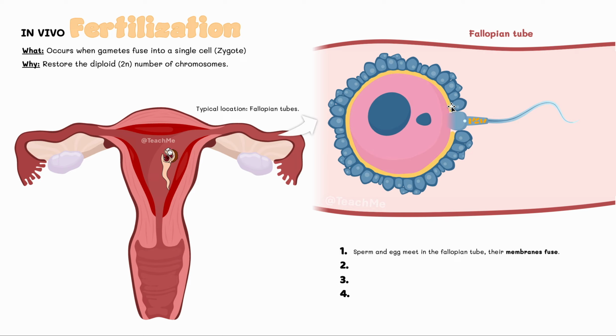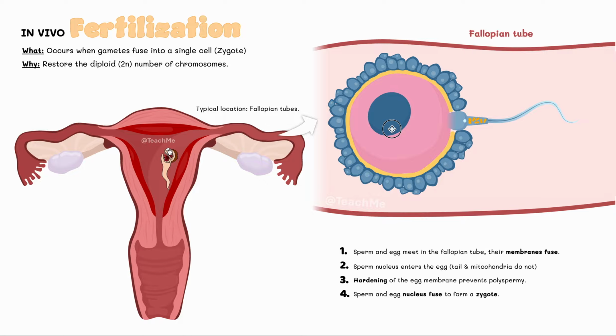Right at that moment, this membrane is going to start hardening. And the reason why it hardens is to prevent any future sperm from also penetrating and releasing their DNA, because we don't want that. No, no, no. One is just enough. After this, their DNA will fuse and mix together to restore the diploid number of chromosomes, the normal 46 that we want in humans. That, my friends, is how it happens.